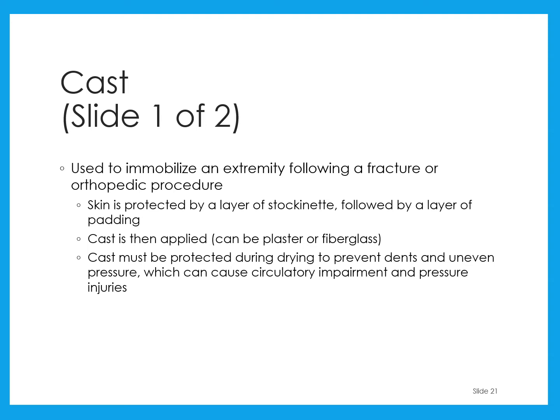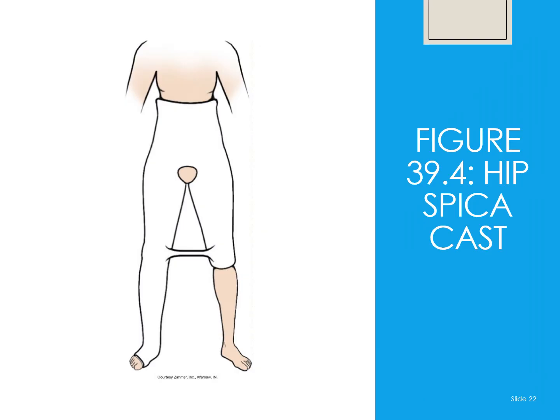A hip spica cast can be particularly challenging for both the patient and the caregiver. A hip spica cast will encase a portion of the trunk and part or all of both legs. Do not use the spreader bar as a handle for lifting and turning the patient. This can be dislodged, ruining the cast and then causing pain and possible injury to the patient. Instead, grasp the cast over the leg to assist in turning.